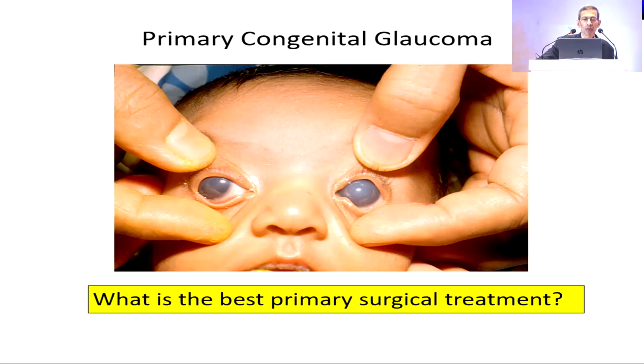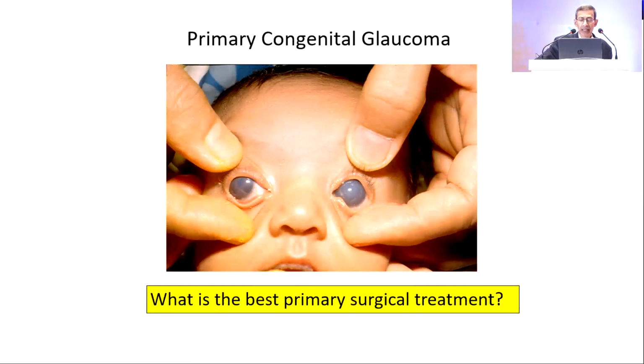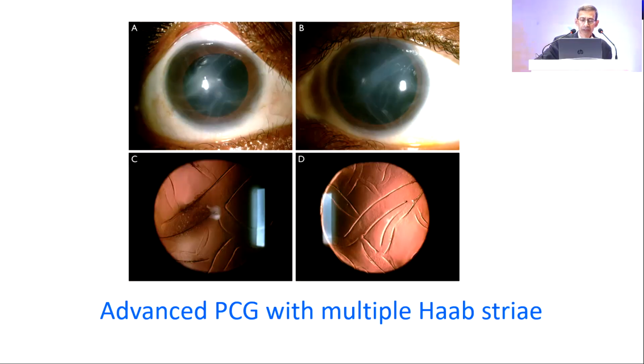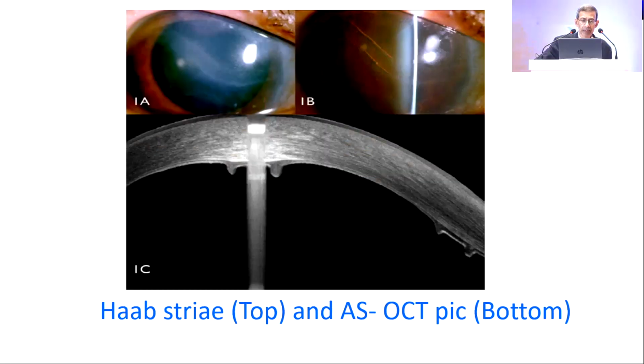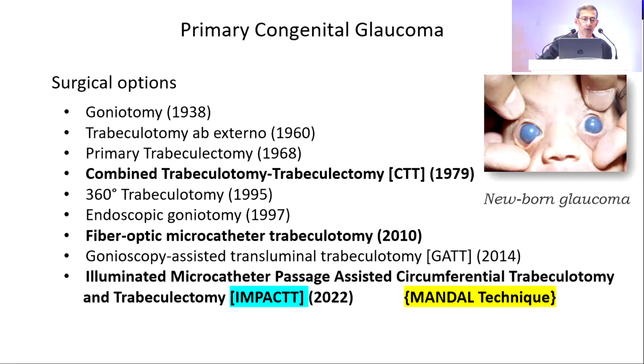Here is a typical case of bilateral primary congenital glaucoma. Now the question comes: what is the best primary surgical treatment? Because the first, or initial, surgical treatment has the best opportunity for a better outcome. Advanced cases may be there, and here is a very advanced case of congenital glaucoma.